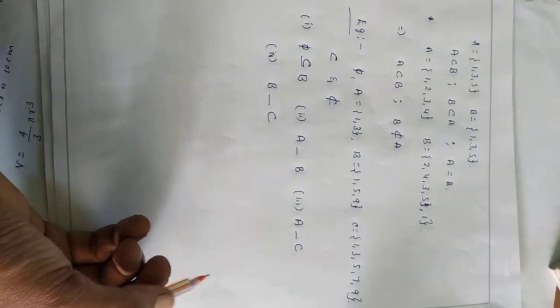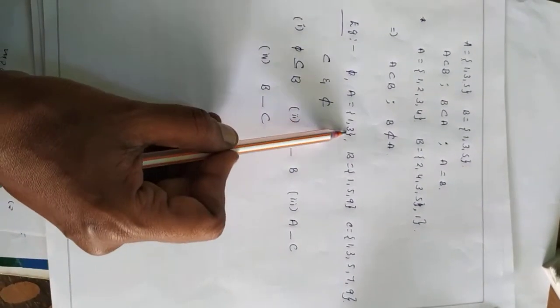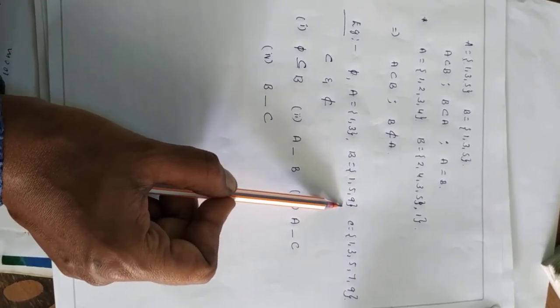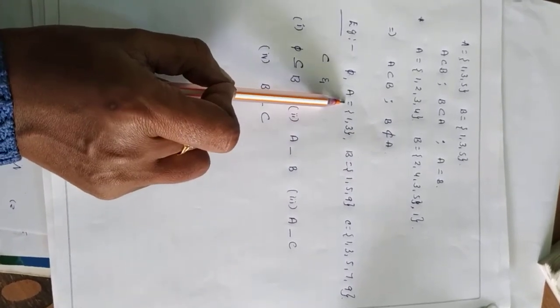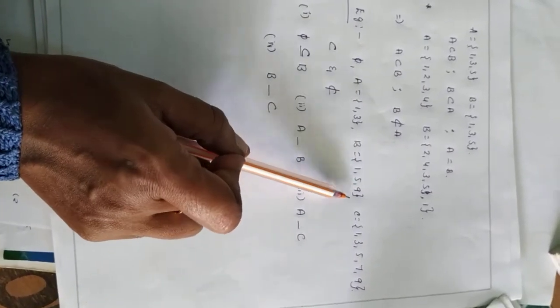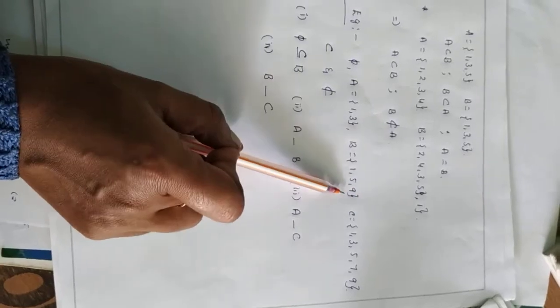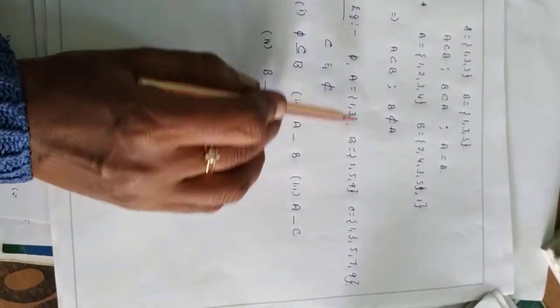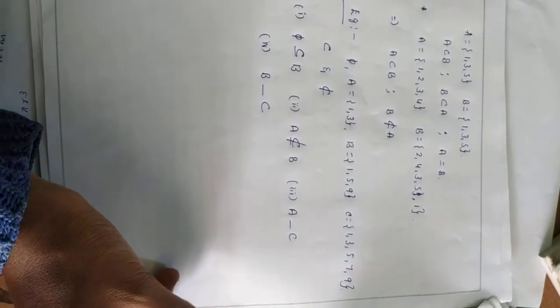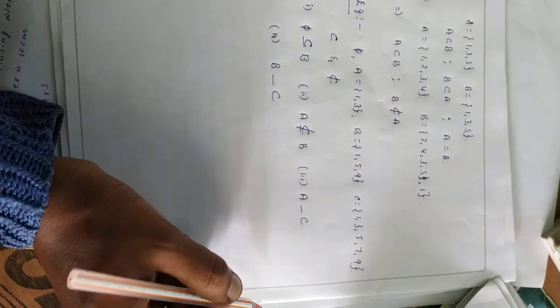Okay, now check with A. In A, 1, 3 are there. In B, 1 is there but 3 is not there. In set A, each and every element should be in B; only then A is a subset of B. Here 1 is there but 3 is not in B, therefore A is not a subset of B.